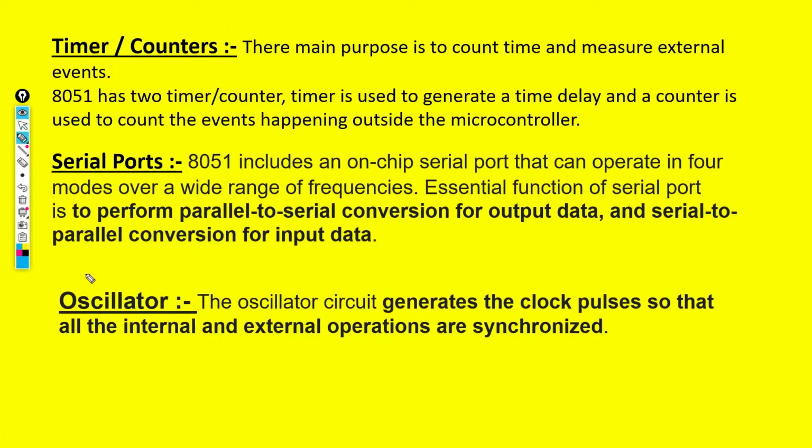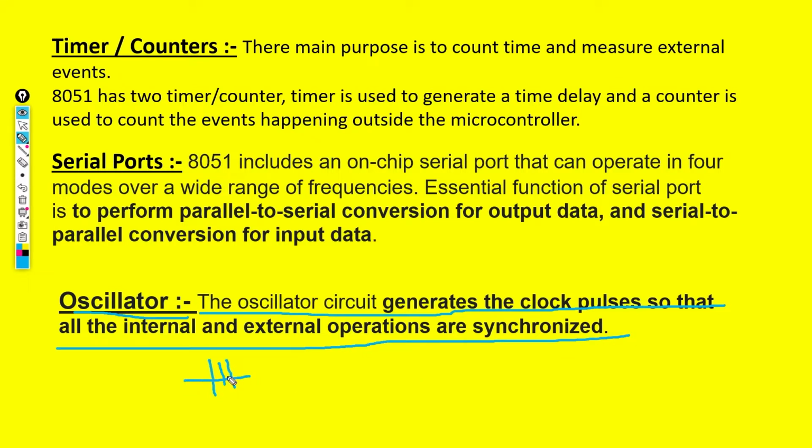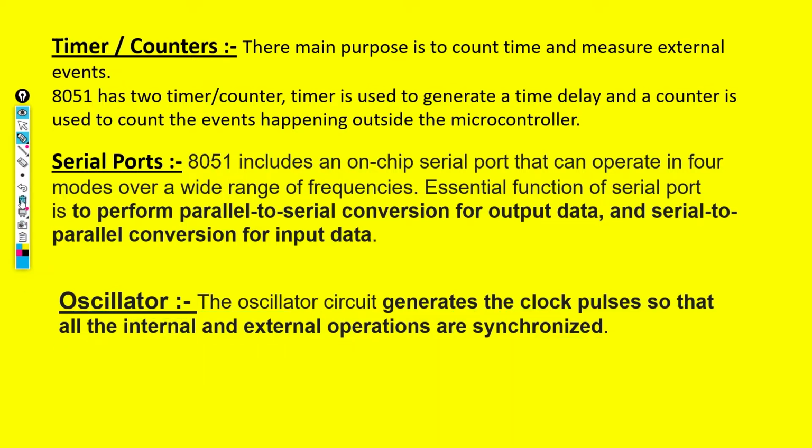What is the main work of the oscillator? The oscillator circuit generates the clock pulse so that all the internal and external operations are synchronized, which means they all run simultaneously at one time. And what is the meaning of serial ports? The 8051 includes an on-chip serial port. It operates in four modes over a wide range of frequencies.